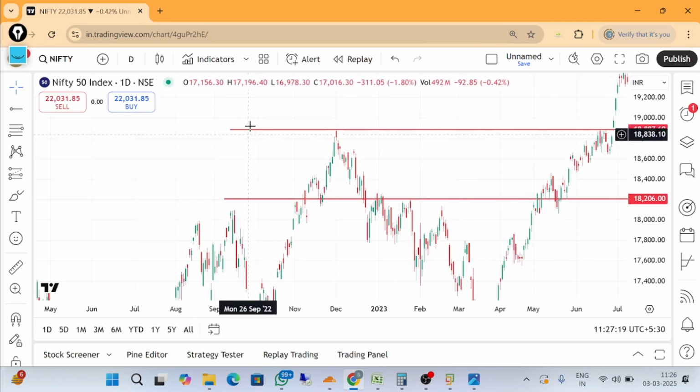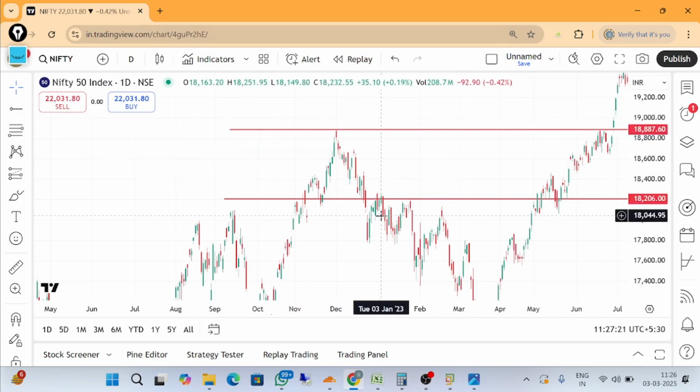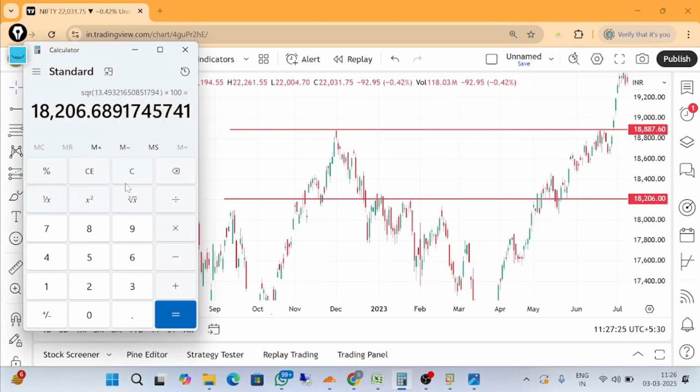So right now we have made a 3-digit number. Let us make it for a 4-digit number, and then we will see how it works. So for a 4-digit number, take 18887.60 divided by 10. Do not divide it by 100, because dividing it by 100 gives a 3-digit number. So we need a 4-digit number.